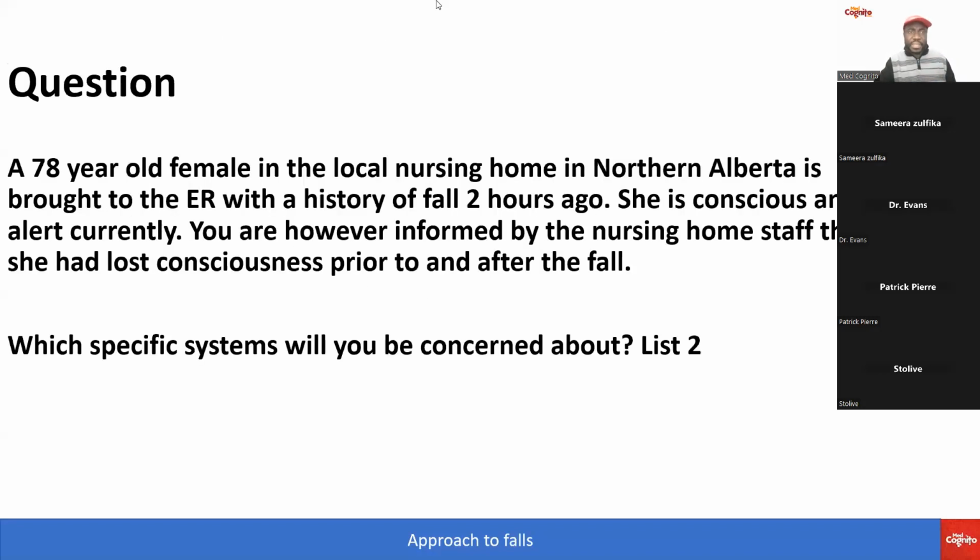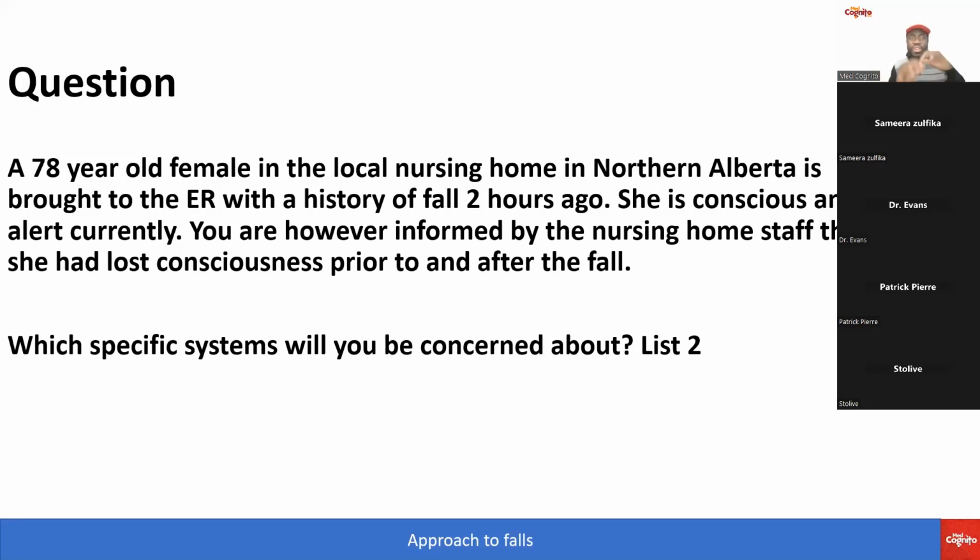So that same patient, 78-year-old female, in the local nursing home in Northern Alberta, is brought to the ER with a history of falls 2 hours ago. She's conscious and alert currently. You are, however, informed by the nursing home staff that she had lost consciousness prior to and after the fall, but currently she's conscious. Which specific systems would you be concerned about? This is something very critical. A fall in a patient who was unconscious before the fall, which areas would you want to focus on?